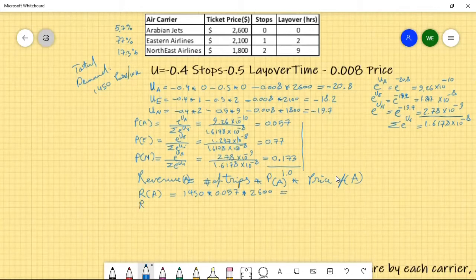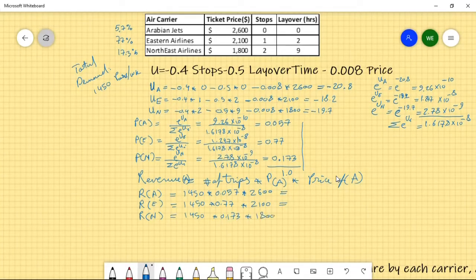So that's the revenue for alternative A. Revenue for Eastern Airlines equals 1450 multiply 0.77 multiply 2100. Revenue for Northeast equal 1450 multiply 0.173, okay, multiply 1800.